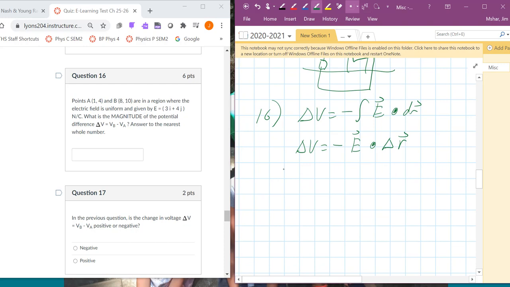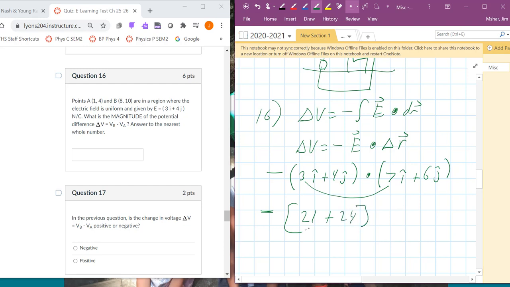Okay, so you're just doing a dot product here. So it's negative. E was given as 3I plus 4J. We're dotting that with delta R. So now you've got to figure out delta R. Well, the X coordinate goes from 1 to 8, so that's a 7. And the Y coordinate goes from 4 to 10, that's a 6. Okay, so then I got a negative out front here, which I'll worry about later. Then you just multiply your like things. So 3 times 7 is 21, plus 4 times 6 is 24. So for me, the magnitude of my change in voltage would be 45.